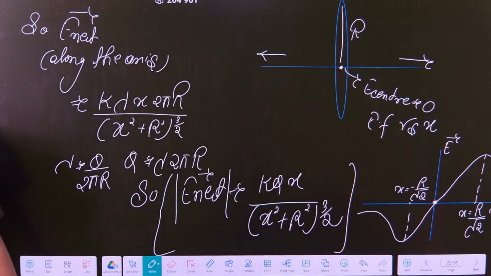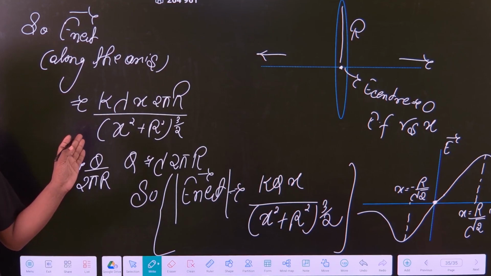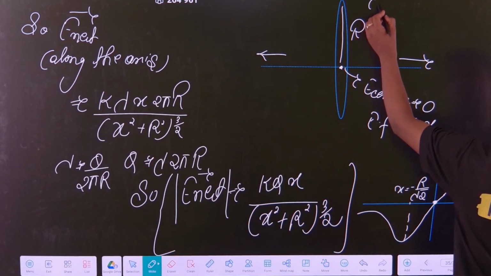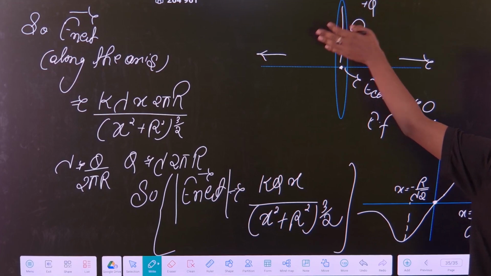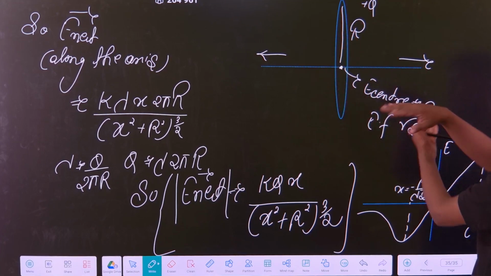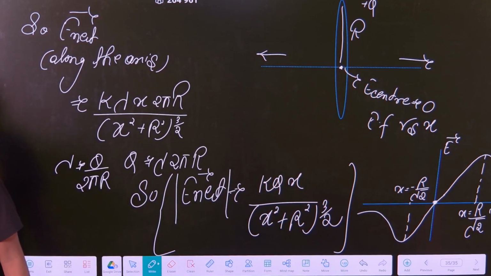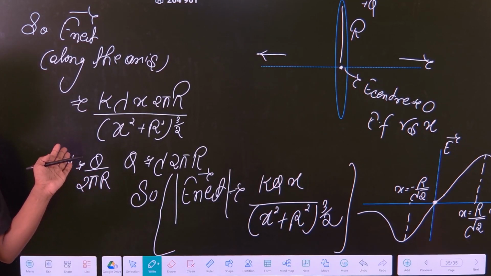Clear? Any doubt is there? See, this is for a ring having a plus q charge. So for a ring having a minus q charge, what is the condition? Just flip it, simple, just flip it. Any doubt till here? Anyone? Please tell me.